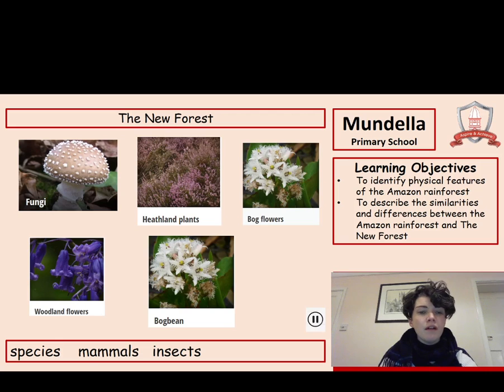Okay, moving on to some of the plants. So we have fungi, mushrooms, different species of fungi. Some of them you might be able to eat, others you would not be able to eat because they are poisonous. We have heathland plants such as these, bog flowers. So these grow out of very wet, watery, soggy places. Woodland flowers like these, and a plant called bog bean as well. So cast your mind back to our lesson specifically on the types of plants that you'd find in the Amazon rainforest. What differences can you notice? Are there any similarities? Pause the video now to write down your ideas.